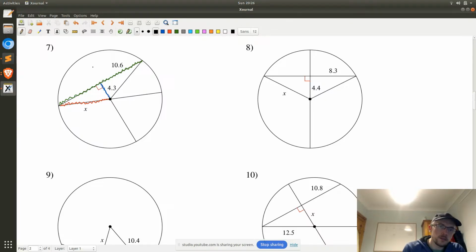Okay, so the Pythagorean theorem in this case. So half of 10.6 is 5.3. So x should be the root of 5.3 squared, add 4.3 squared. And so we'll check that out now.